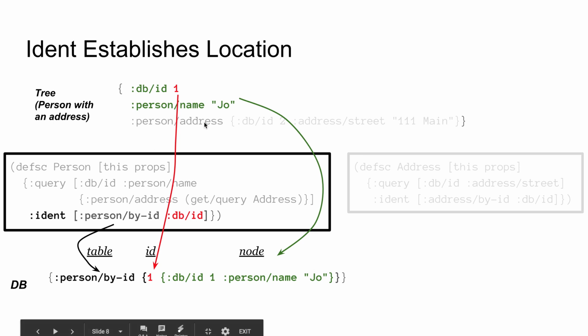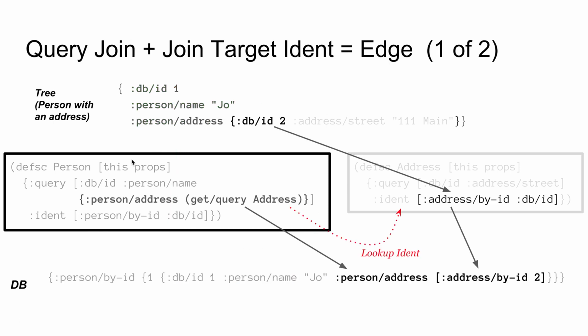Now notice the person address is a property of person, but it's really a join to another thing. So we have another step, and that's that when we go to evaluate person address joins, we have to go and look at the query of address and the ident for the address to figure out where to put this map. So the map that is the tree of data for the address gets placed in a table address by ID, and we use DB ID again to look up the ID. So what we put here instead of this submap is an ident.